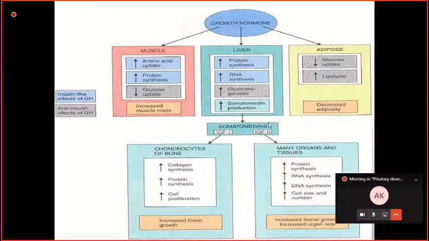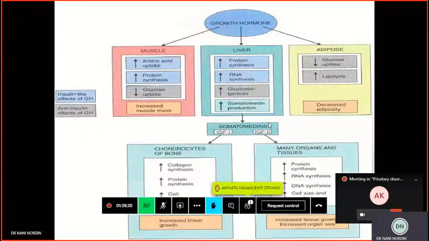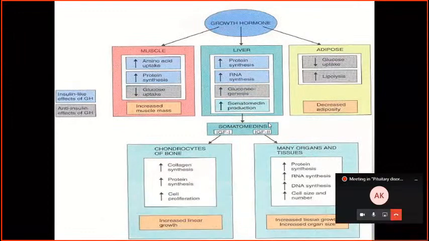Okay, which is translated mostly as a function of IGF-1. IGF-1 mainly plays a role in the increase in bone size, as well as other organ size, by increasing protein synthesis. IGF-1 has some insulin-like effect, so that's why it has some similarity in function as well as in structure to insulin. Hence the name insulin-like growth factor.